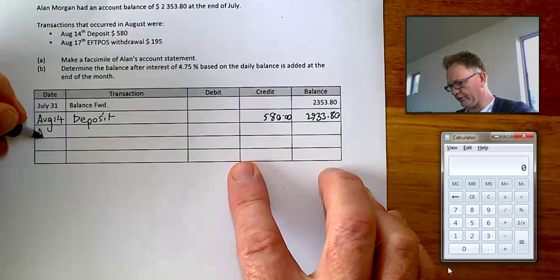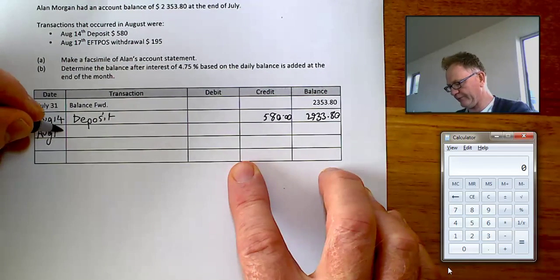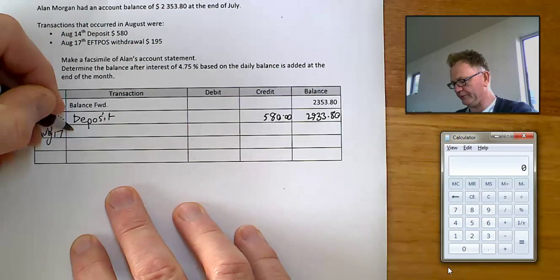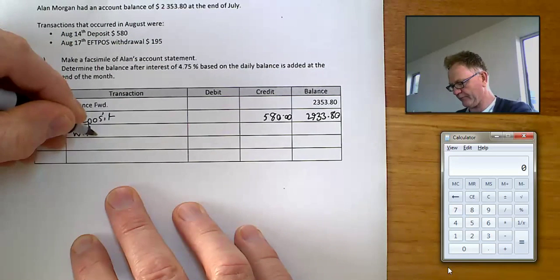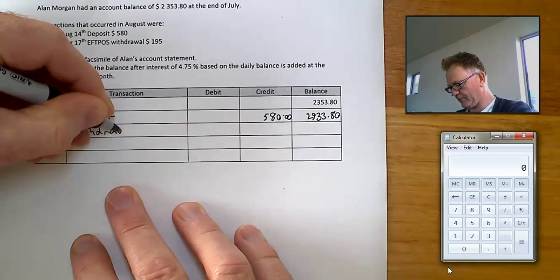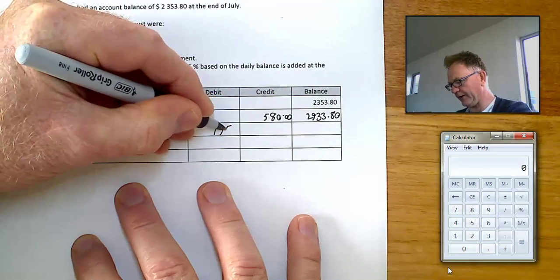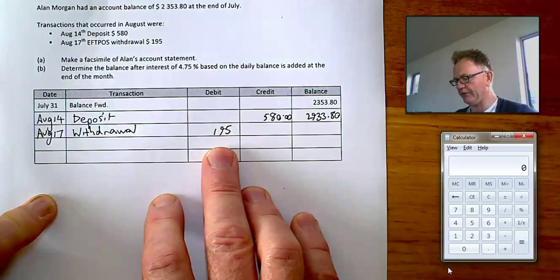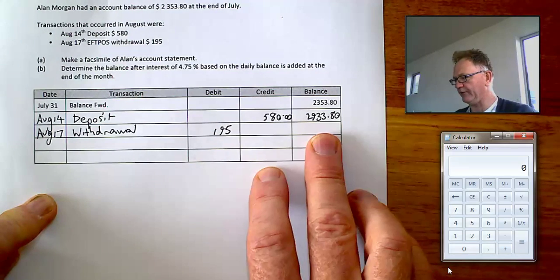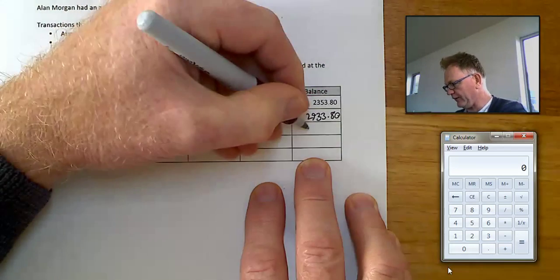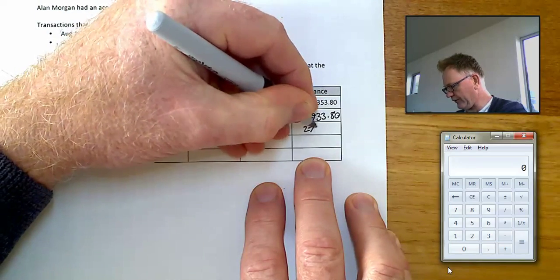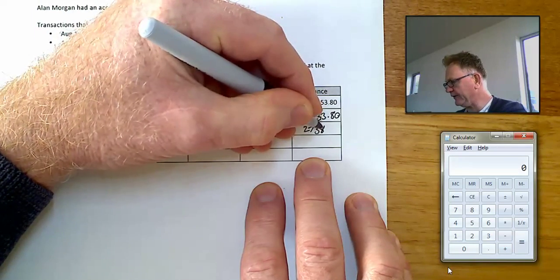Then on August the 17th, there was a withdrawal of 195, that goes in the debit column. Take 195 away from what's in there, and you'll have $2,738.80.